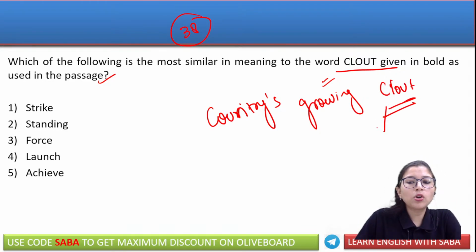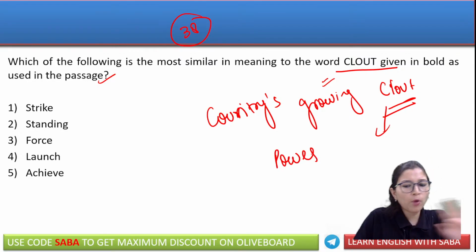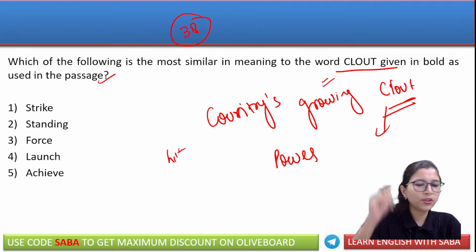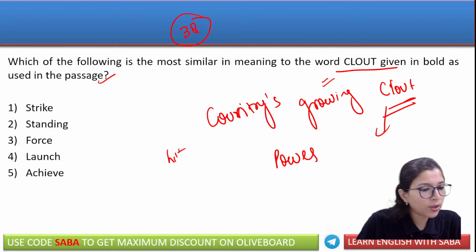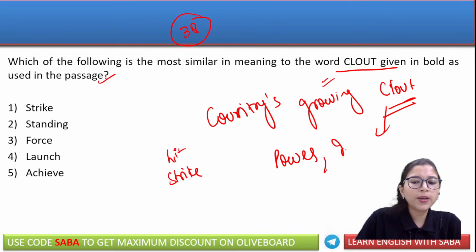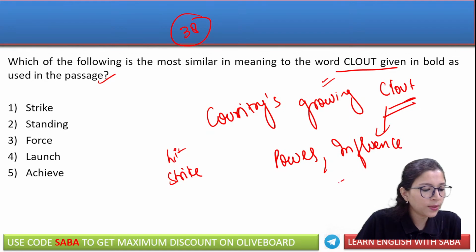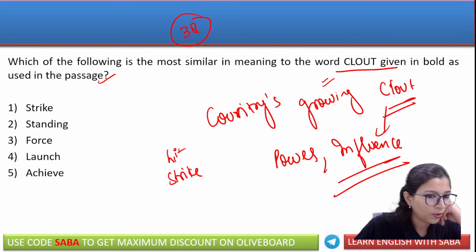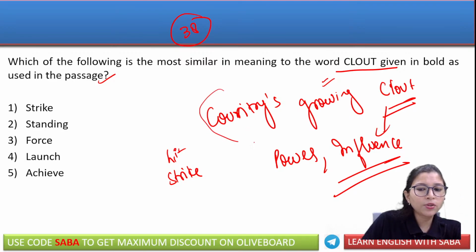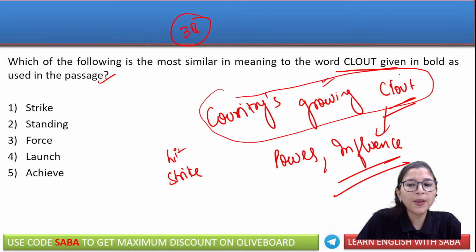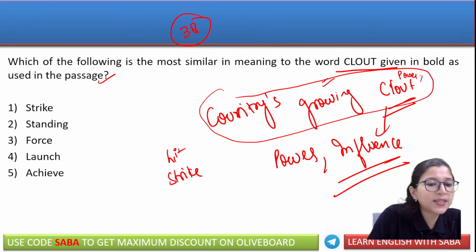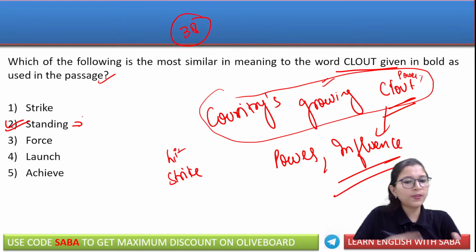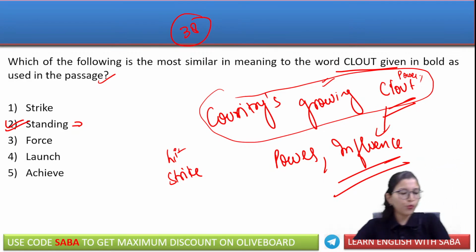Cloud basically we call power. Yes, cloud has many meanings. Cloud also means to hit someone, to strike. That is also a meaning of cloud. Hit, strike is one of the meanings of cloud. Cloud also means power, influence. All these are synonyms, so what will be the answer here? India's country is growing cloud. Here cloud means the power of India, the ability, the influence. So it will be standing. Standing we call power, influence, something like that.